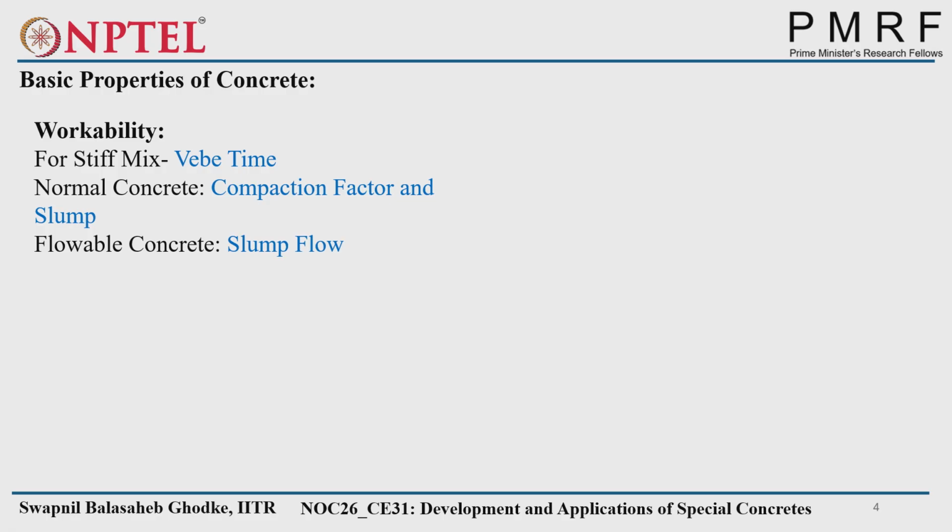But sometimes we require flowable concrete, sometimes we require stiff concrete also. So there are different types of equipment available to identify workability based on behavior. For a stiff mix, we will use the Vee-Bee time. For normal concrete, we will use the compaction factor and slump. And for flowable concrete, we will use the slump flow. I hope most of the equipment we have already used in the bachelor's.